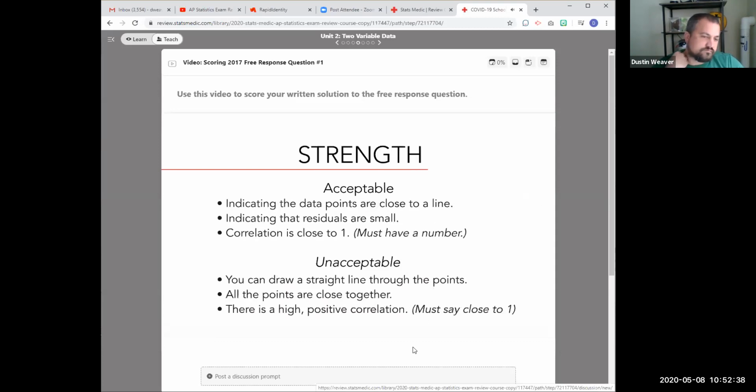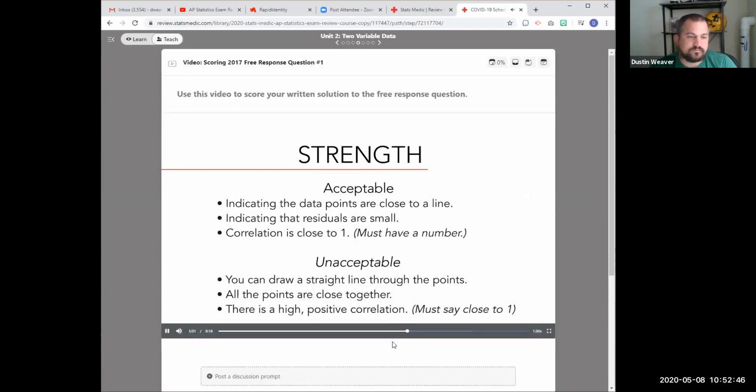Now let's take a look at acceptable and unacceptable responses for strength. Here are the acceptable responses: indicating the data points are close to a line, indicating that residuals are small.